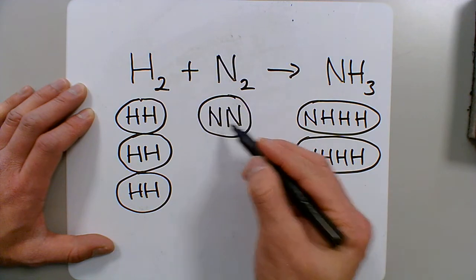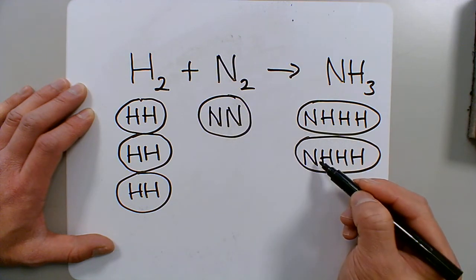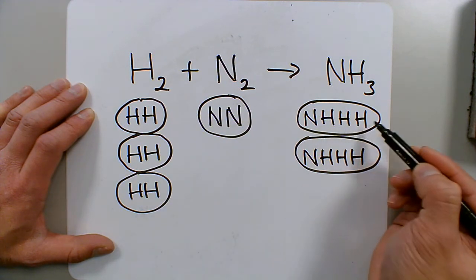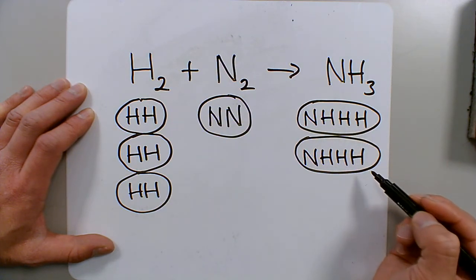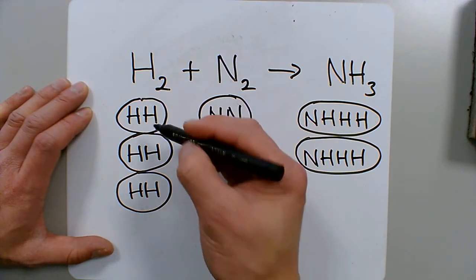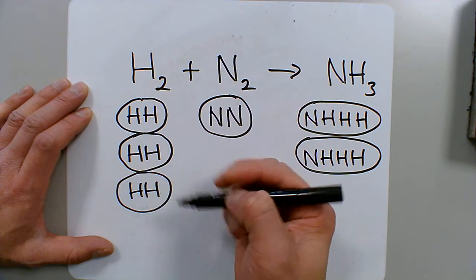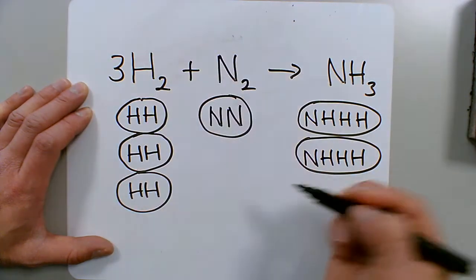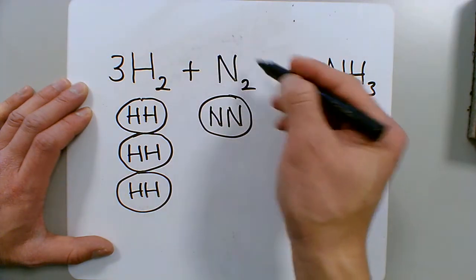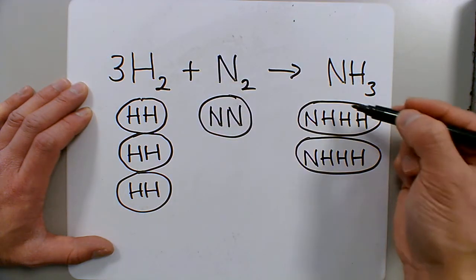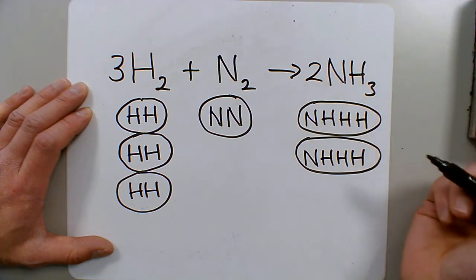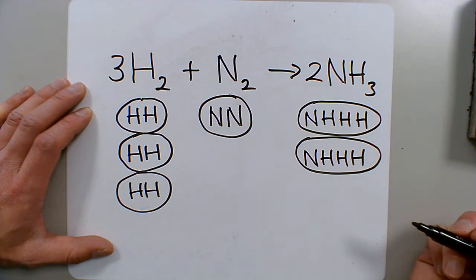So now we have 2 nitrogens on the left, 2 nitrogens on the right, 6 hydrogens on the left, 6 hydrogens on the right. So they're all balanced. Now what we need to do is put the big numbers on the front. So we have 3 hydrogens. We have 1 nitrogen. We don't need to put a number 1 there because the fact that it's there shows that there's 1 already. And we have 2 lots of ammonia. So now we have our balanced equation.